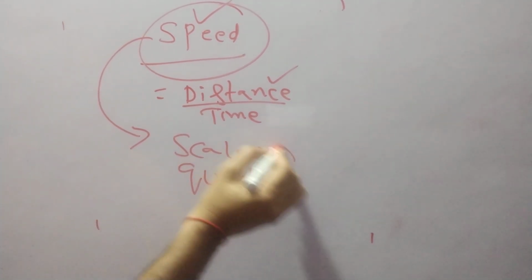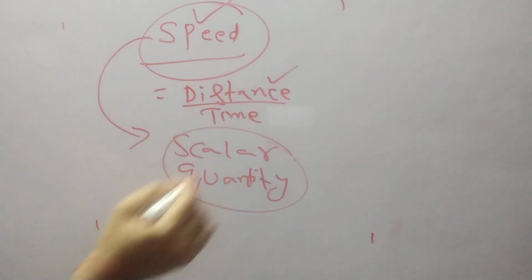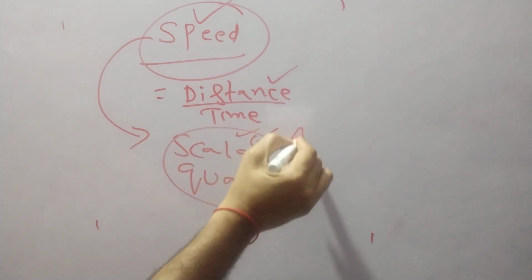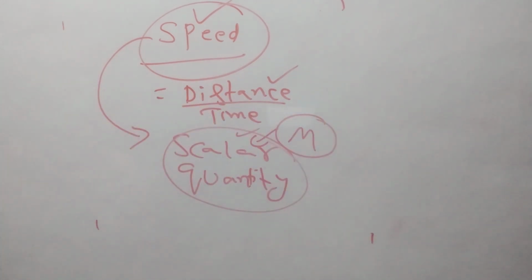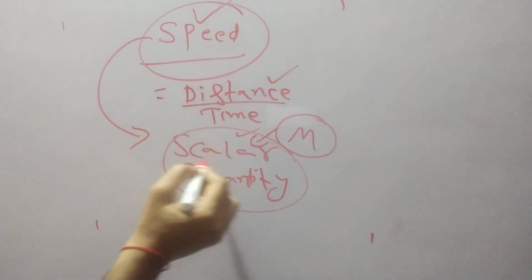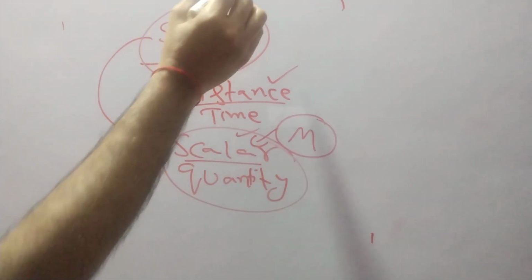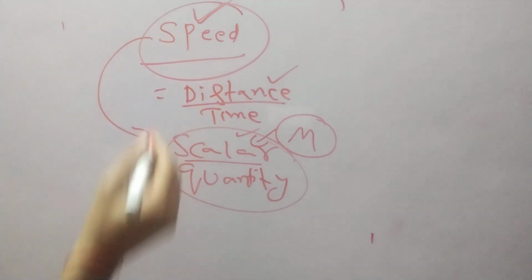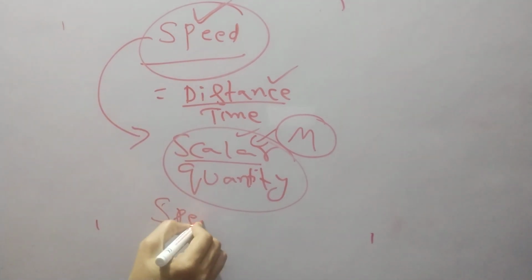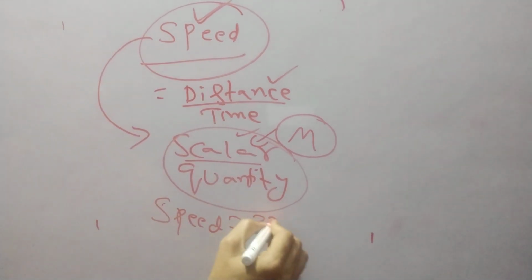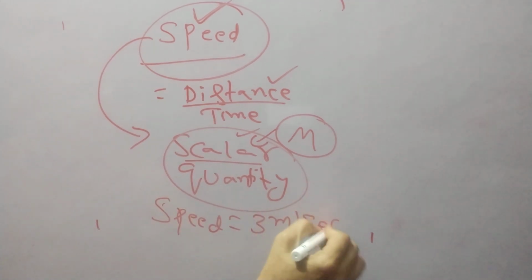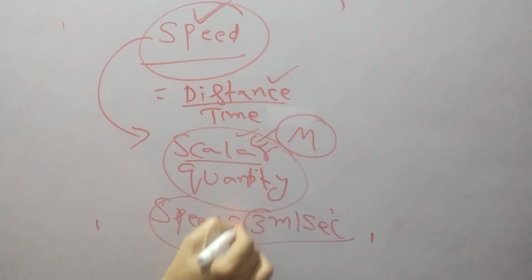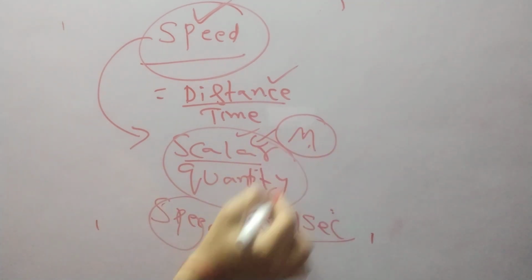What is scalar? In the previous video I already gave a definition for scalar quantity. Scalar means only magnitude, so there is no direction. That is known as a scalar quantity. So your speed comes under scalar quantity. Means if you want to tell a speed equal to 3 meter per second, that's all. Direction will not be given for speed. Speed means only a magnitude value.